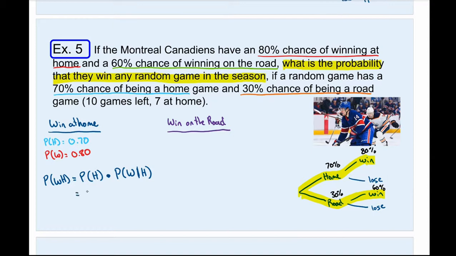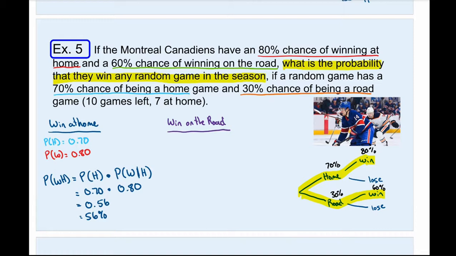In this case, the probability was 0.70 times 0.80, or 70% times 80%. That works out to 0.56, or a 56% chance of them winning a game at home. Or, a 56% chance that they win a random game if it's at home.